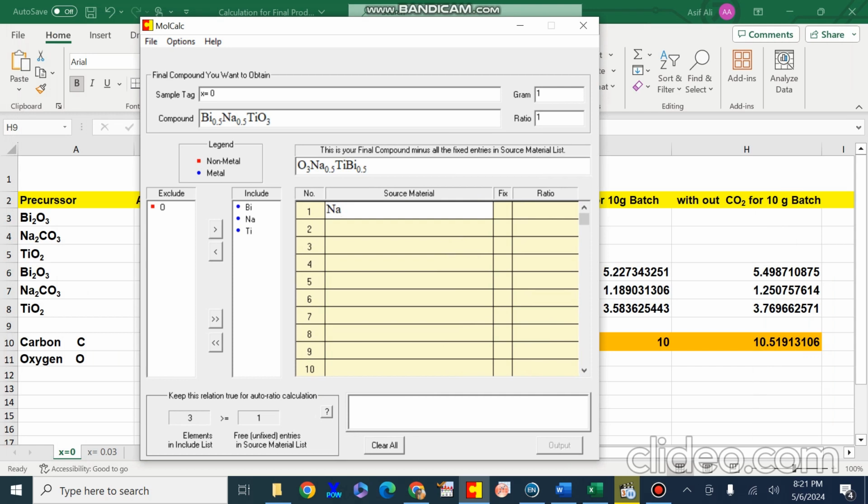So we will write here Na2CO3, and here we will write Bi2O3, and here I will write TiO2. So these are the raw precursors, and the beauty of this software is that it will give you the molar ratio by itself. So the molar ratio will be 0.25, 0.25 and 1, the same as what we calculated from the balanced chemical equation. Now if you click on the output, it will give you the batch calculation in a Word format file.